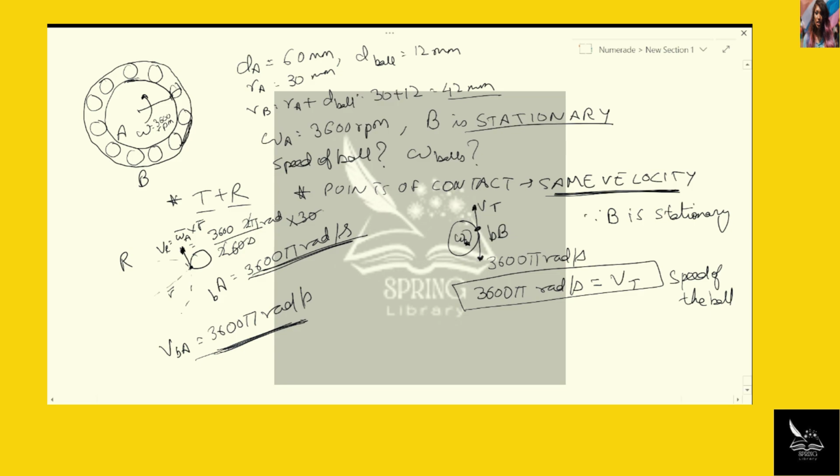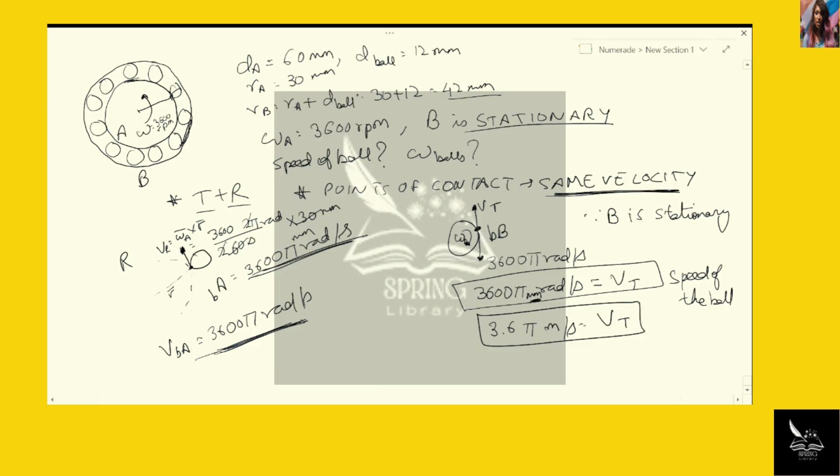There should be a length unit somewhere here. Yes, here. So it was millimeters here, millimeters, and this will be millimeters. So if you want to convert this into meters per second, then you can divide it by 1000. So this will be 3.6 pi meters per second. That will be your Vt.